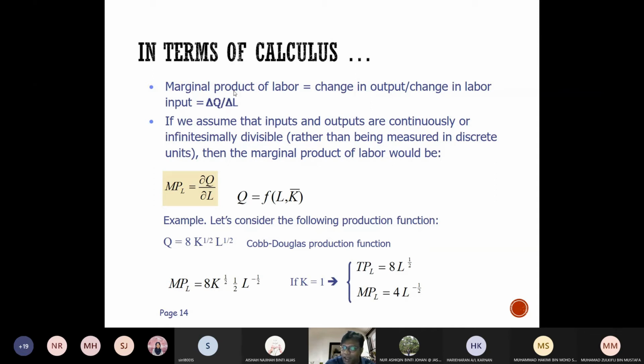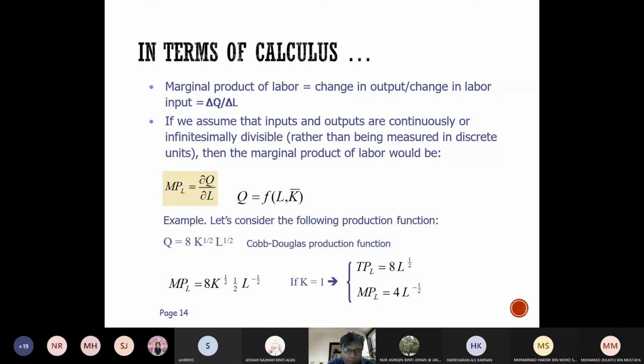Assume that the input and output are continuously or infinitesimally divisible, rather than being measured in discrete units. Then the marginal product of labor would be like this. This is a partial derivative, guys. This symbol is not the d you use in an ordinary derivative. This is a PDE.